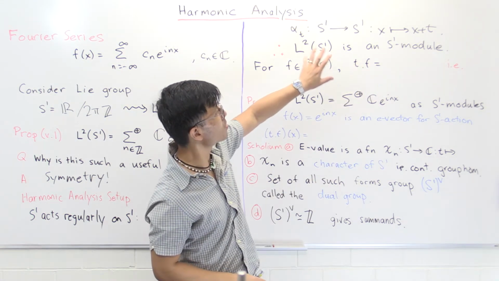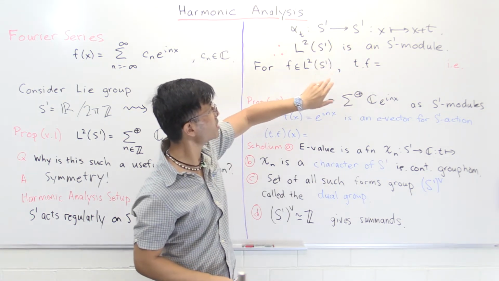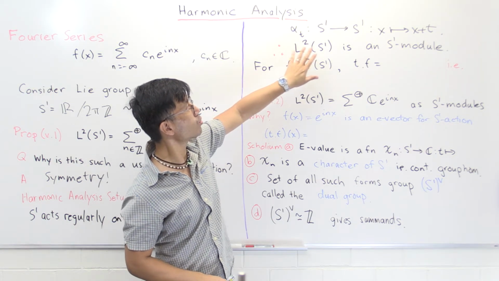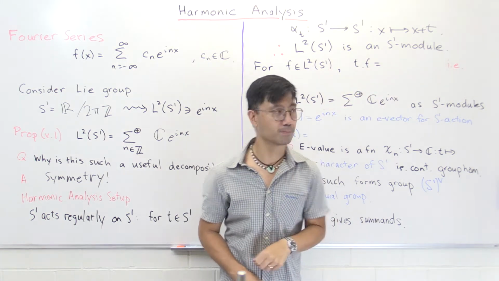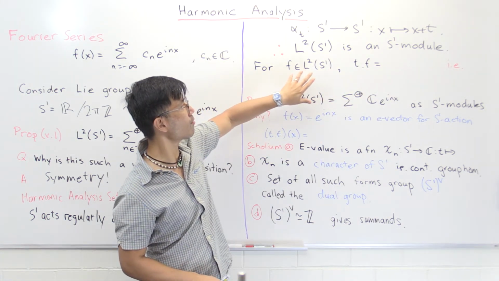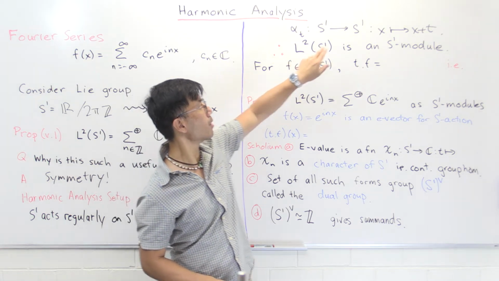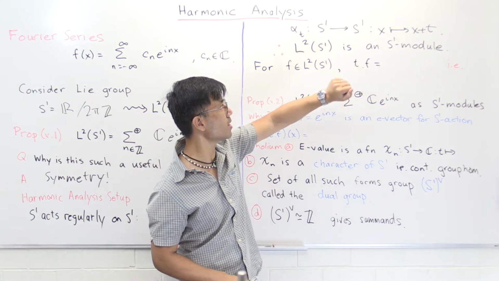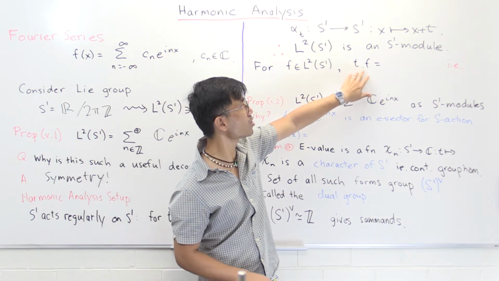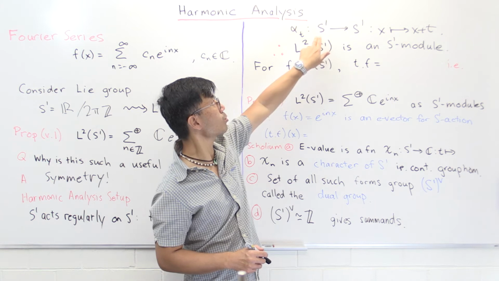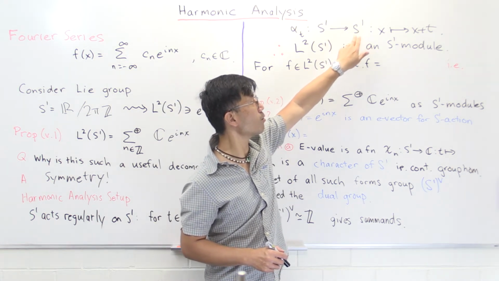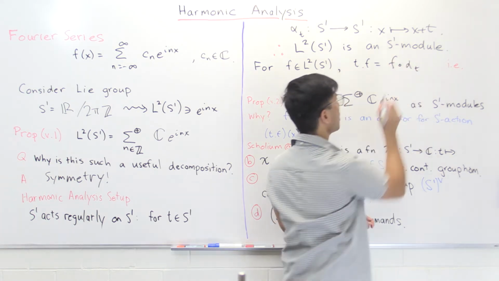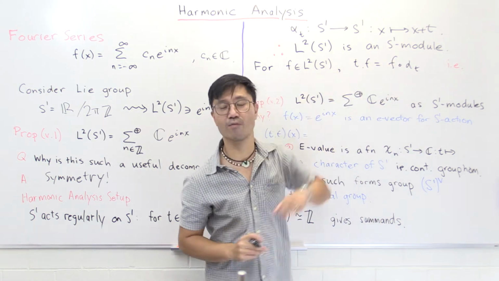In this case, the group is abelian, so we can simplify the definition here. Okay, but the point is, yes, now L2 of S1 is also an S1 module. So how does that work? If you're given a function that's in L2 of S1, so that's a function from S1 to complex numbers, we get a new function t dot f. What we do is we apply alpha t first, and then we evaluate via f. So you do alpha t first, and then you evaluate by f.